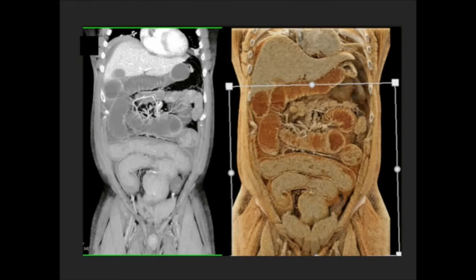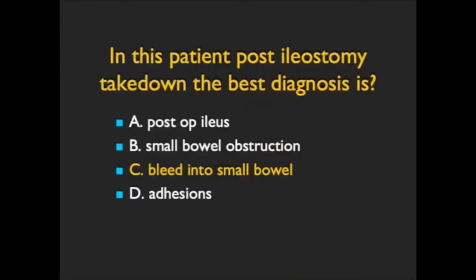But when you look at the lumen, there's high-density material. That is blood. There's a question of a little dot on one of the small bowel loops, a bit lower, and perhaps this is the site of bleeding, but whether you're looking at the volume rendering or the cinematic, this is a patient with bleeding into the small bowel, beautifully shown based on its high density, and this was due to a small bleed in this patient who was post-op.